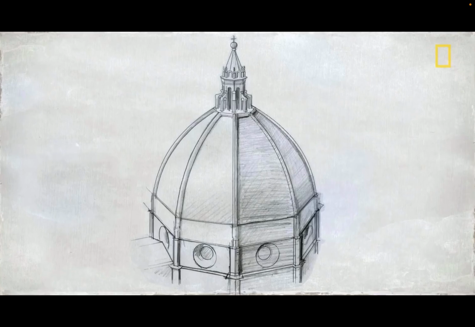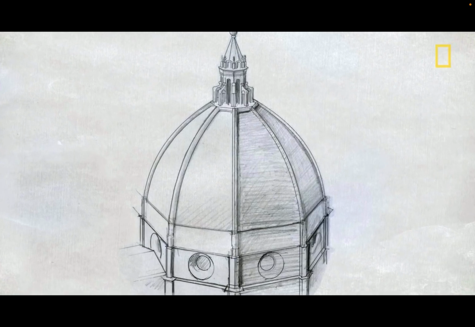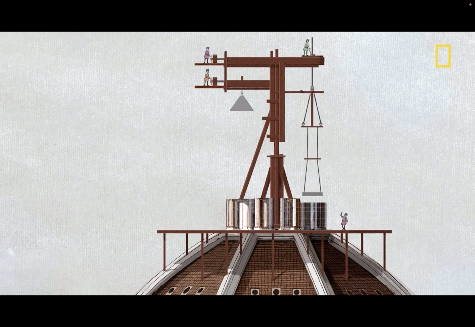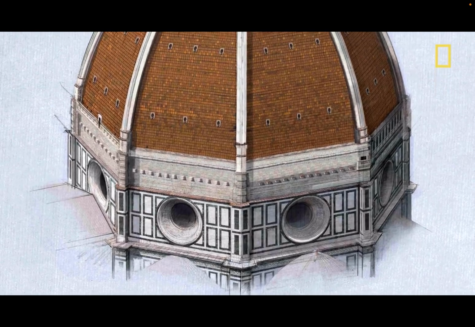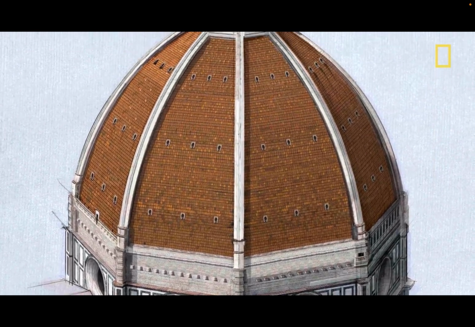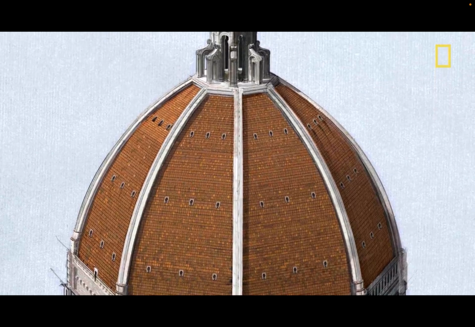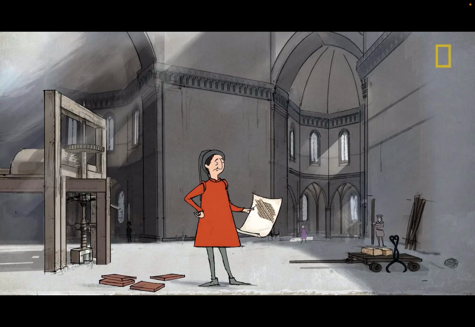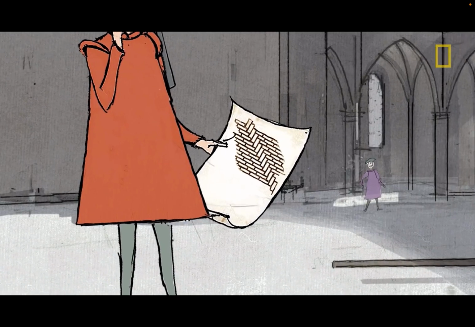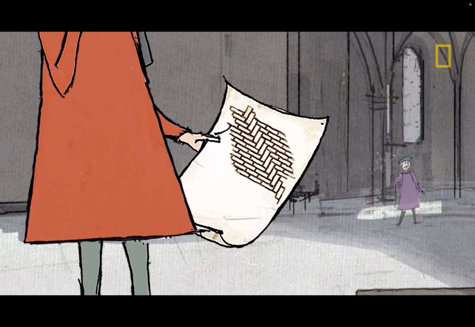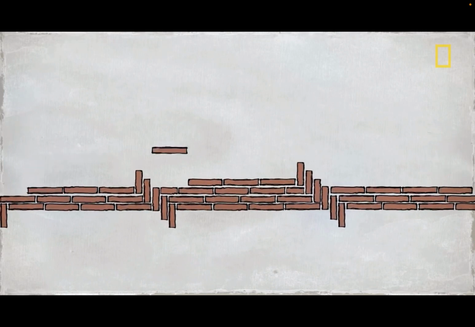So, revolutionary design? Check. Groundbreaking engineering? Check. Can-do attitude? Check. But with no central support system, how would he actually build it? First off, the masonry would have to support itself during construction. To do this, Brunelleschi placed the bricks in a herringbone pattern, which spiraled to the top of the dome, with vertical bricks acting as bookends to hold the others in place.